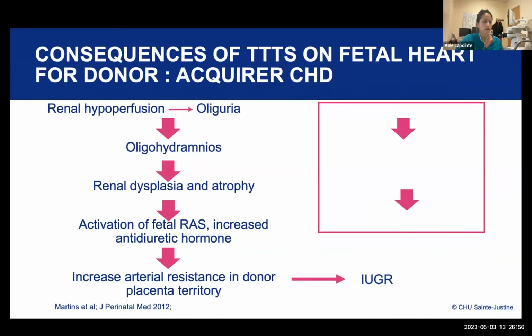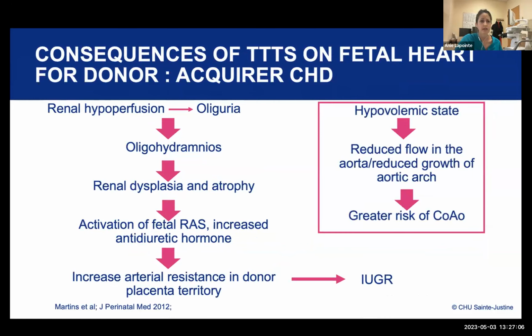For the donor, although structural heart disease is less commonly observed prenatally, these babies appear to be at a greater risk of coarctation of the aorta. The mechanism of coarctation in the donor twin is thought to be related to the relatively hypovolemic state, which results in reduced blood flow through the aorta and reduced growth of the aortic arch.